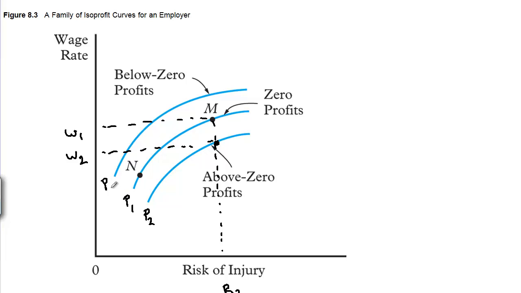W1. And if we call this line here P3, up here again for the same level of risk the employer has to pay a higher wage, W3. So P3 is the less preferred isoprofit curve. P2 is preferred to P3. I'm sorry, P1 is preferred to P3, and P2 is preferred to P1.